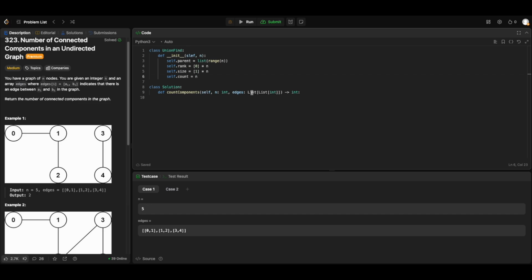Okay. Now you build the initialization. Next is the find function, which finds the root, right? So the parent of x is equal to self.find of self.parent of x. Okay, and then return the parent of x.